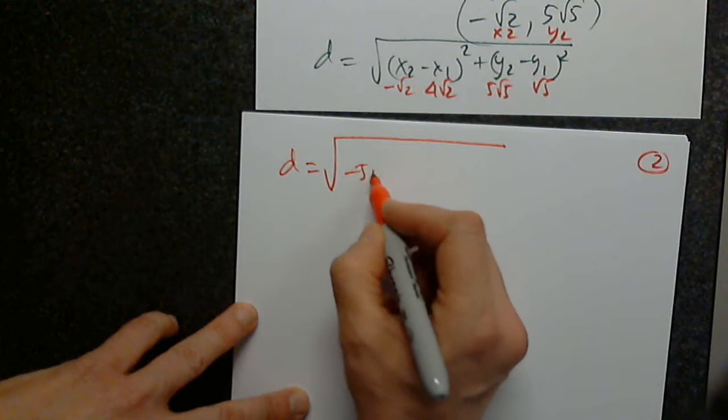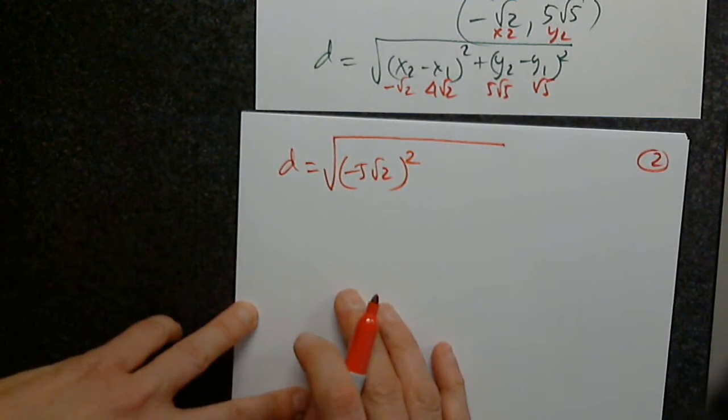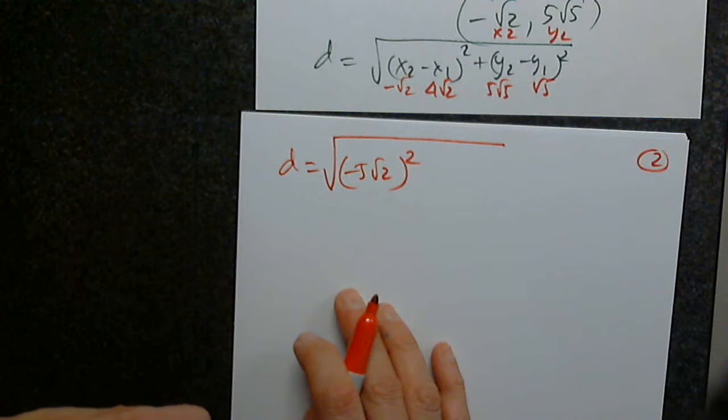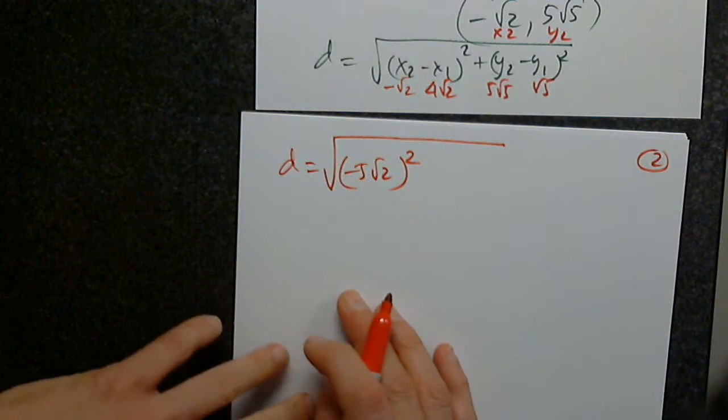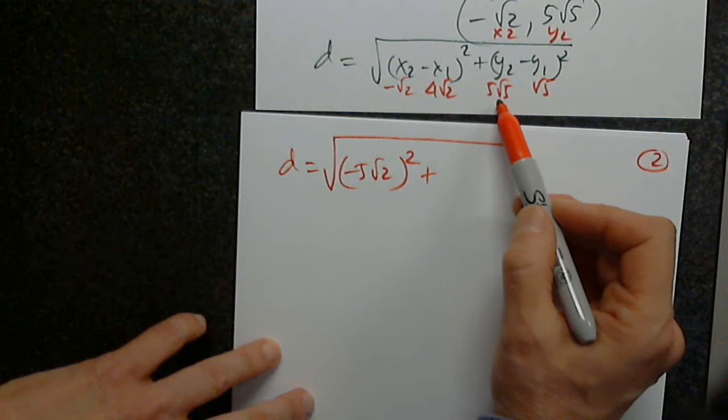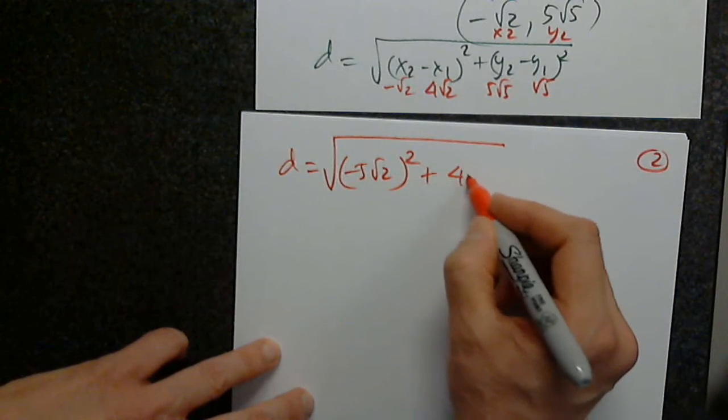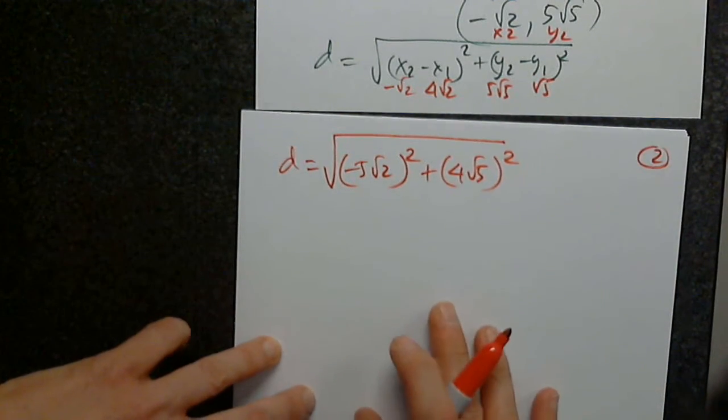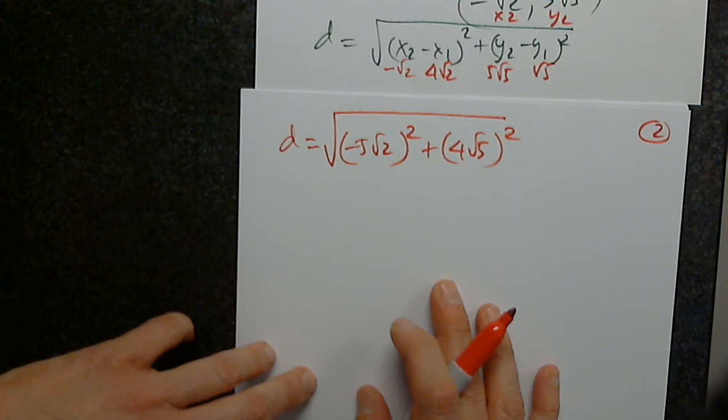Negative 5 times the square root of 2, squared. Is this okay? Oh, I see what I did wrong. Plus 5 apples minus 1 apple is 4 apples, squared.